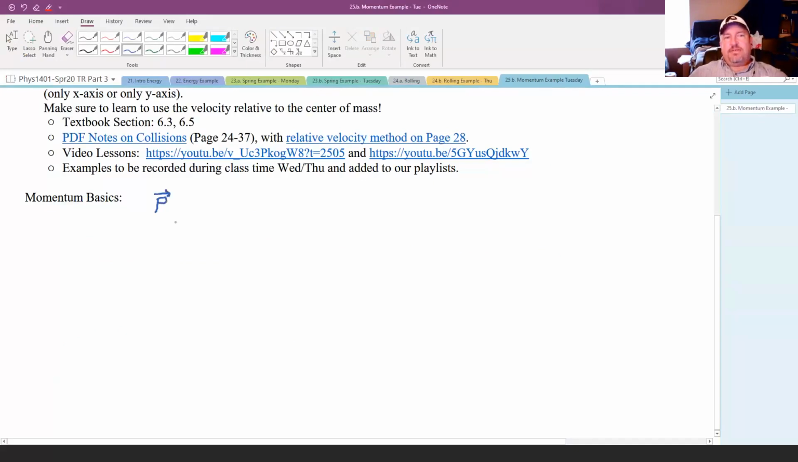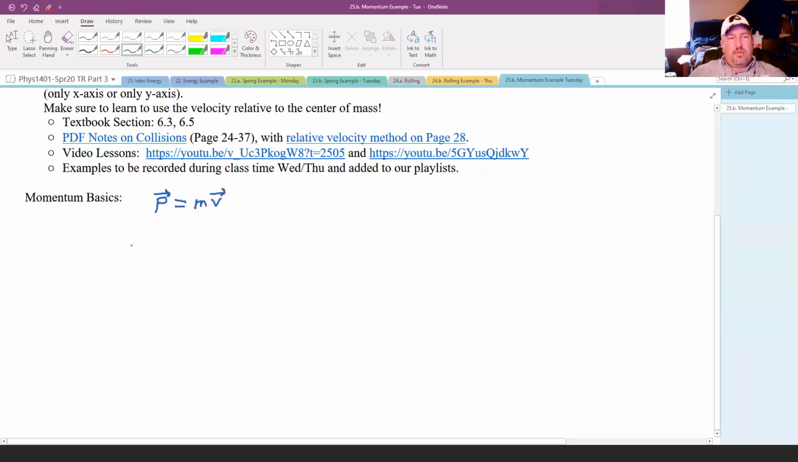I don't know why we use the letter P for momentum, but that's the letter that we use. And it is equal to the mass of an object times its velocity. Now, velocity is a vector, so when you multiply by mass, the result is a vector. That is, momentum is a vector.